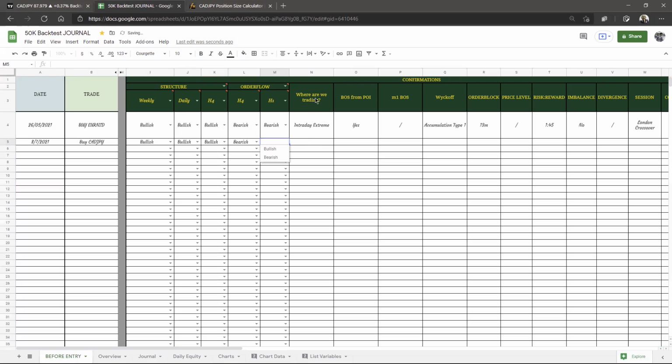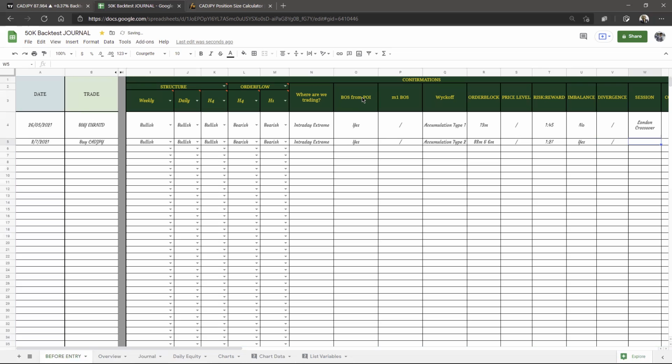Where are we trading? Intraday extreme break of structure from point of interest. Yes, price made a new high. M1, so we're not watching lower time frame yet. This is the limit, weekly open. We do have accumulation type 2, order block. It was the 88 minute and 6 minute price level. Nothing extra. So it was 1, 2. I'll put the lowest one, 27. Imbalance, yes.